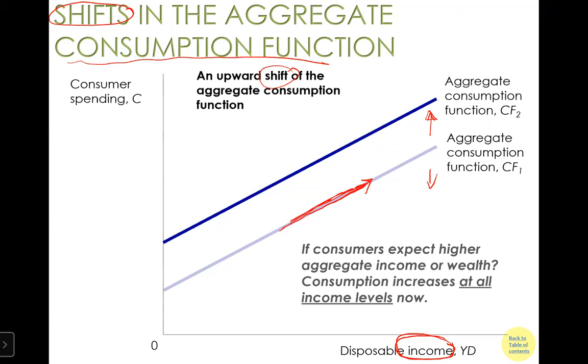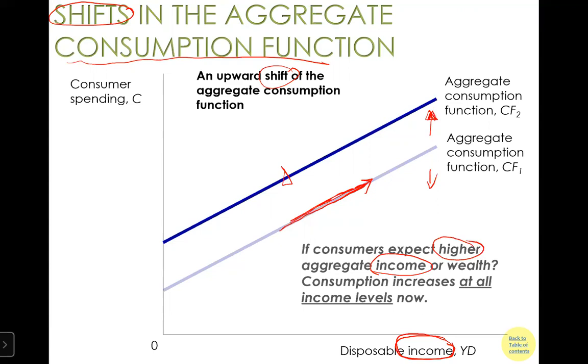If consumers expect higher aggregate income or wealth, then the consumer is going to increase their consumption. Why would they do that? It's because in the future they have higher income or wealth that allows them to borrow from the future, right? That affords them to have higher consumption. And actually the curve shifting up is called increasing consumption.